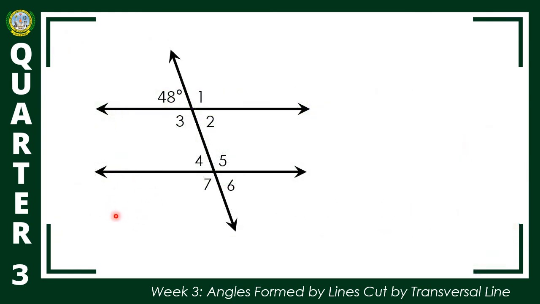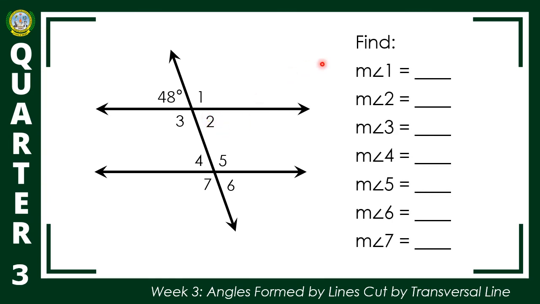Try natin ngayon na i-apply po yung natutunan natin in finding the measures of the 7 angles here. So, given na po yung first angle, which measures 48 degrees. So, how are we going to find the other 7 angles? I-apply natin ngayon yung postulates and theorems na ating natutunan. So, dun muna tayo sa angle 1.